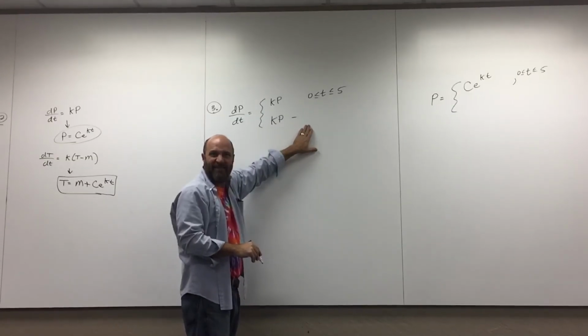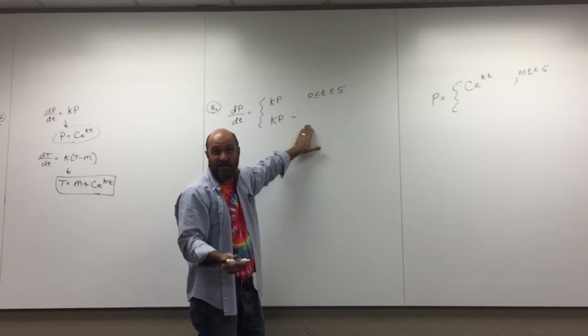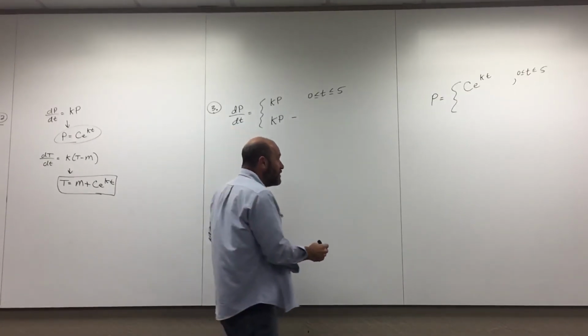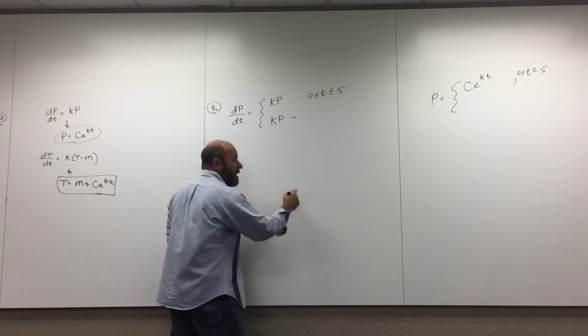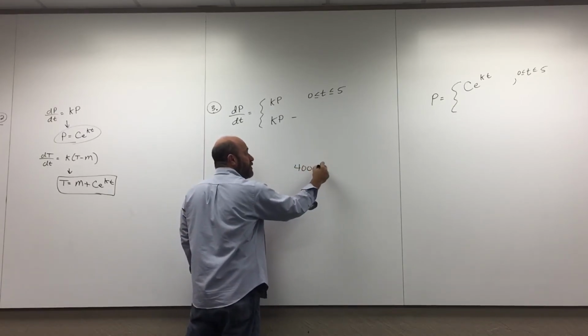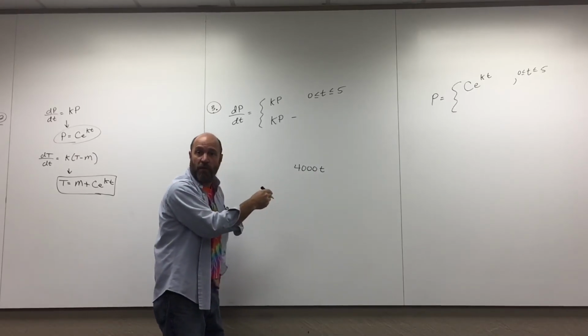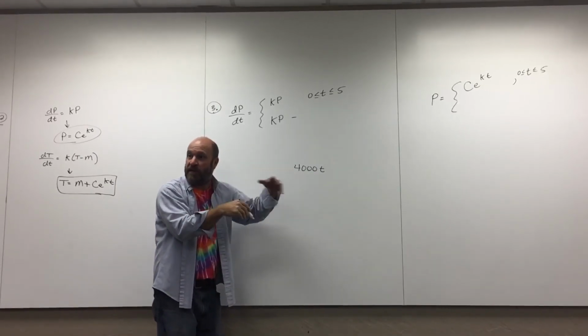And what do you think that would be? He's killing 4,000 mice per year. So that's good. You guys want to, this is what I've argued about in the past. You just said, let's put 4,000 t, because it's 4,000 per year, so then you want to multiply by the number of years to get the mice.